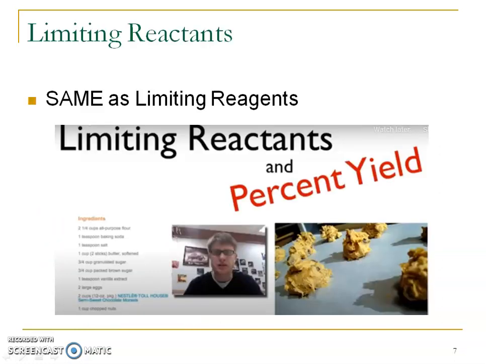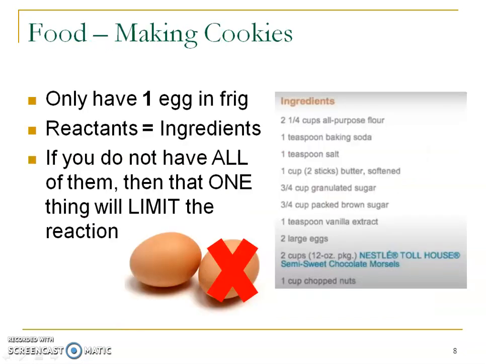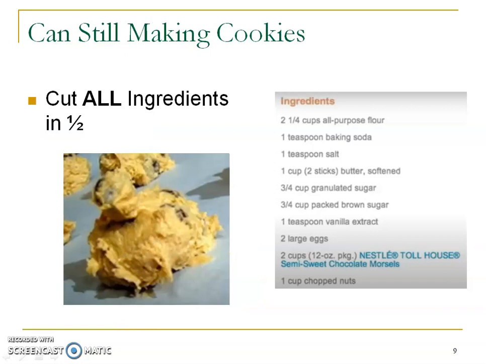Here are my notes. So guys, a limiting reactant is the same as a limiting reagent. Reactant and reagents are the same word for the same thing, reactants. So he talked about making cookies, and he said, well, if the recipe calls for 2 eggs, but you only have 1, it's going to limit how many cookies you can make. It's going to limit the reaction from occurring. But you can still make cookies, right? All you got to do is cut all of those ingredients in half.